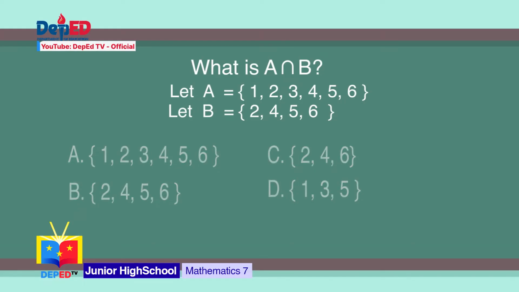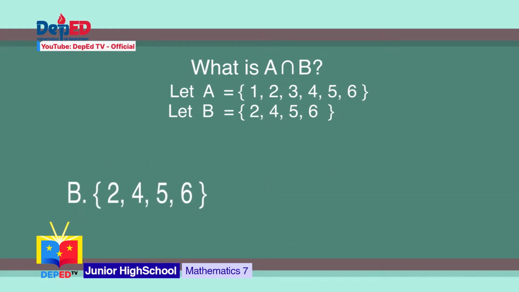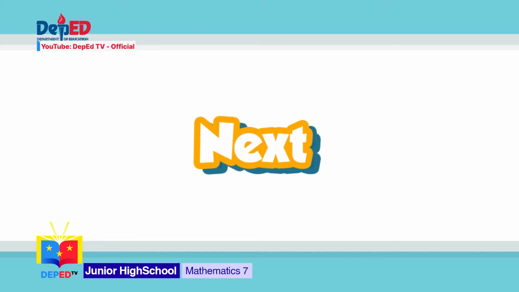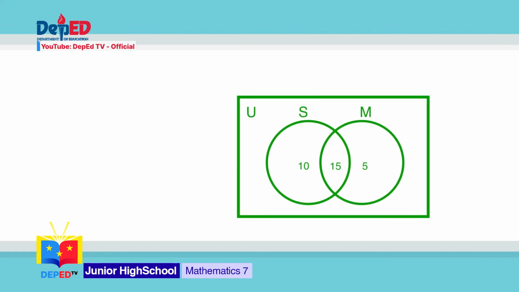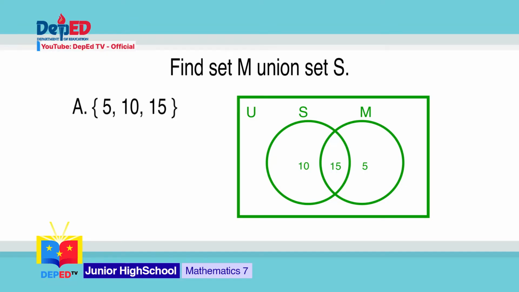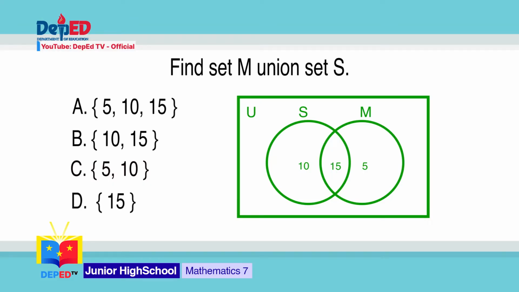The correct answer is letter B. The set which consists of 2, 4, 5, and 6. Next, given the Venn diagram, find set M union set S. A. The set whose elements are 5, 10, and 15. B. The set whose elements are 10 and 15. C. The set whose elements are 5 and 10. D. The set whose element is 15.